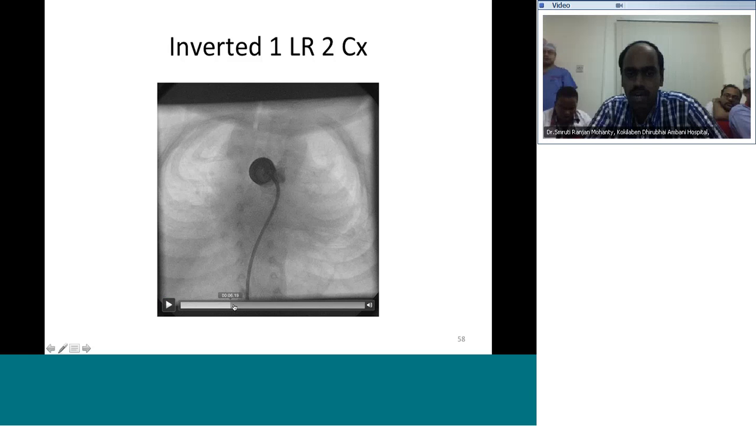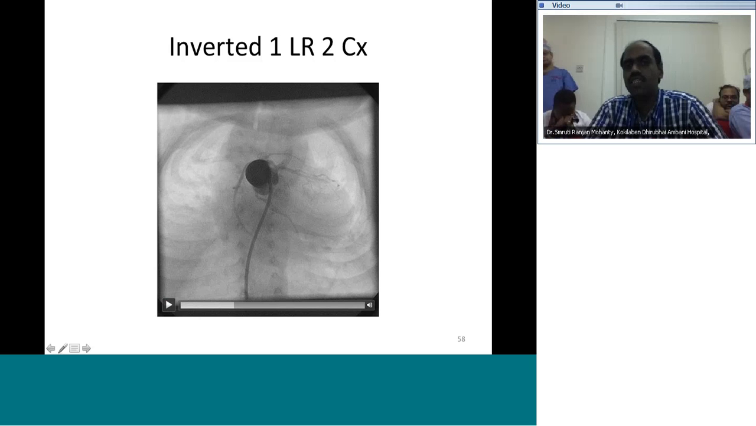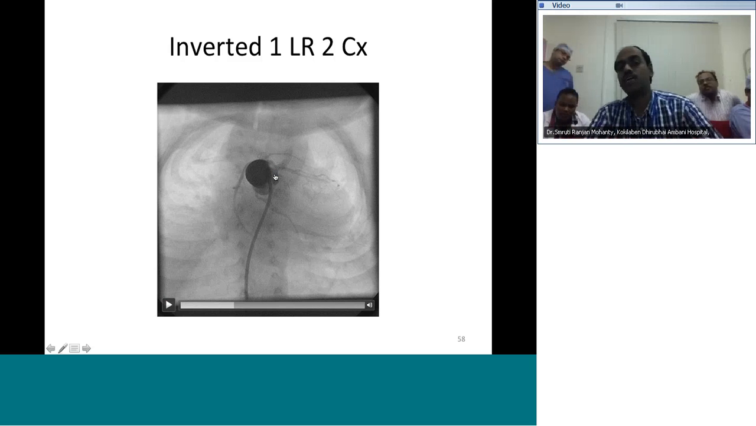So now I will drag it. This is the anterior sinus 1. This is the posterior sinus 2. The sinus 1 is giving off both the right coronary artery and the LAD, and the sinus 2 gives off the circumflex. So this is inverted, because the right is arising from the sinus 1 and the left is continuing from the sinus 2. So this is inverted.